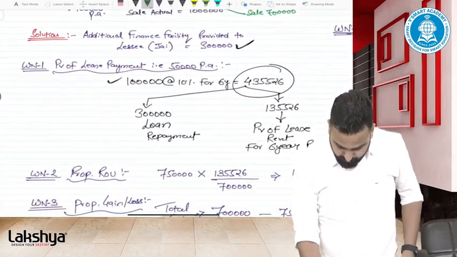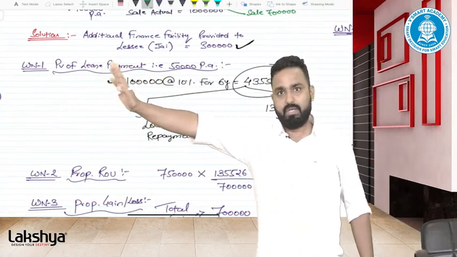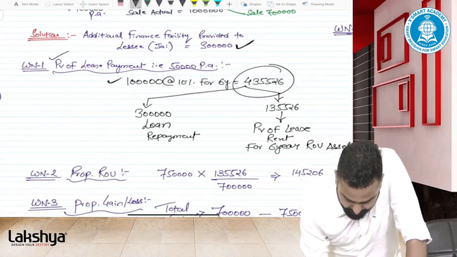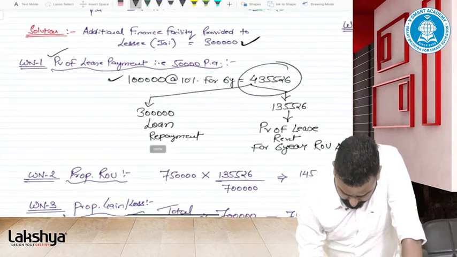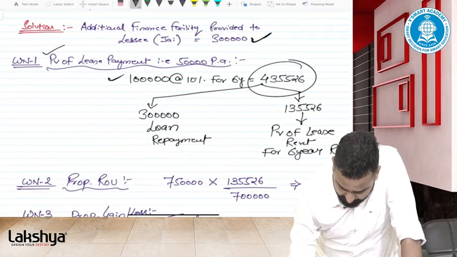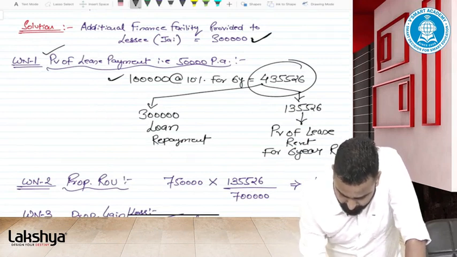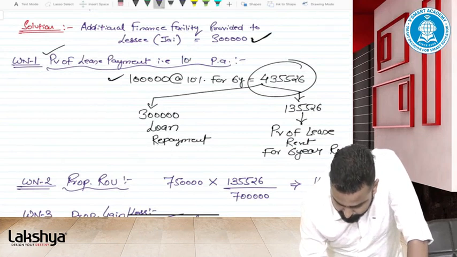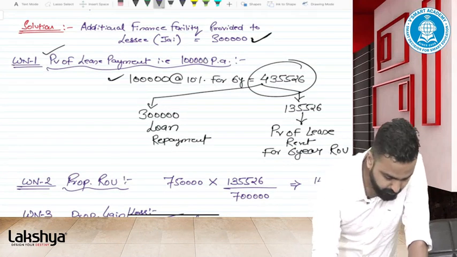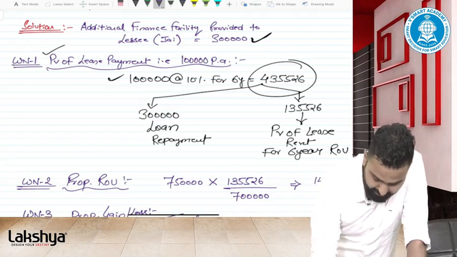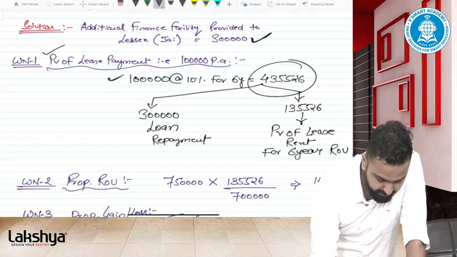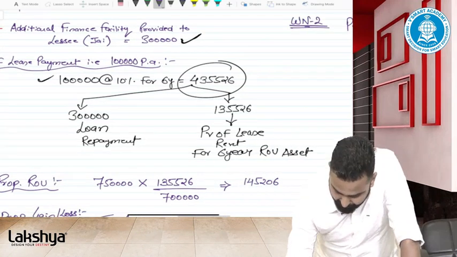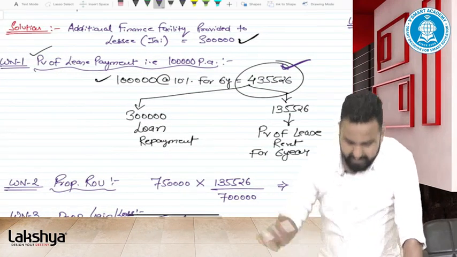Now, working note number 1. What is working note number 1? Working note number 1 is present value of lease payment. Here it should be 15, not 50. Here it should be 1 lakh. 1 lakh divided by 1.1, 1.1 squared, 3, 4, 5, 6. 4,35,526. Yes, correct. Present value of lease payment.